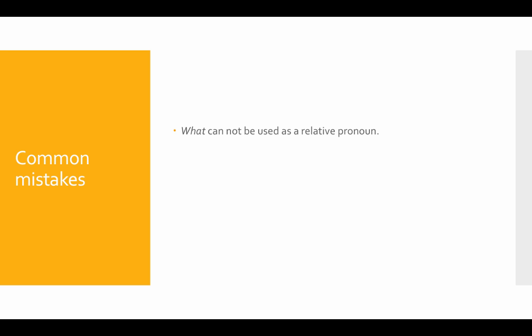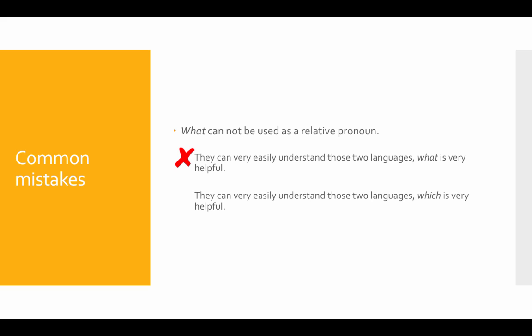Okay, the second common mistake is that what cannot be used as a relative pronoun. As an example, we have: they can very easily understand those two languages, what is very helpful. Well, it's wrong. The correct way is: they can very easily understand those two languages, which is very helpful. Remember, what is used when you are asking a question.